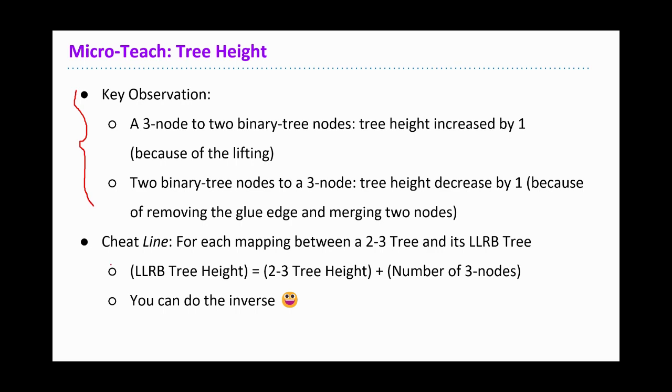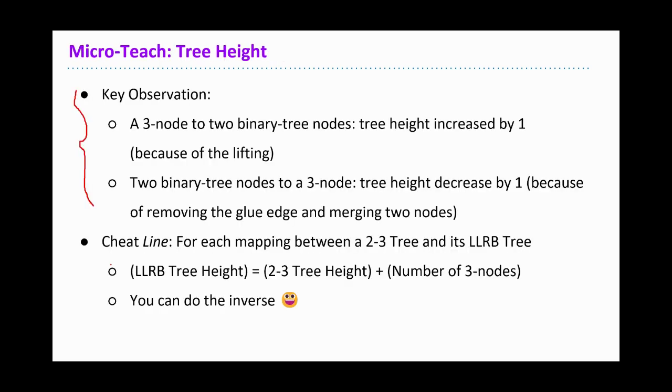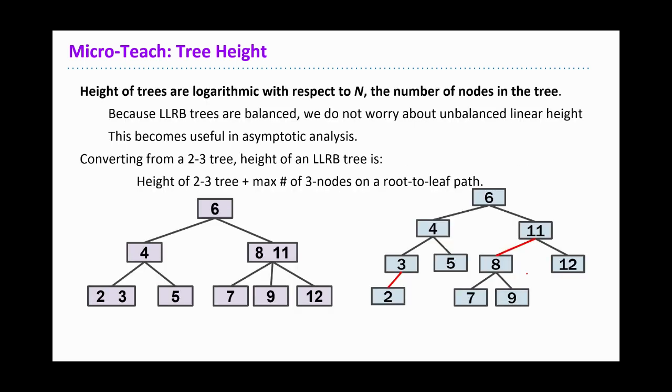But essentially, if we want to figure out the tree height between a 2-3 tree and an LLRB tree, the main thing you can do is convert it using this process that we talked about in this example. The other way, which is sort of like an equation that we can use much faster, is this one, where the height of an LLRB tree is equal to the height of a 2-3 tree plus the number of 3 nodes.